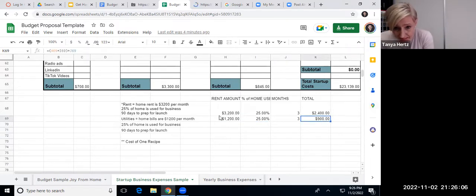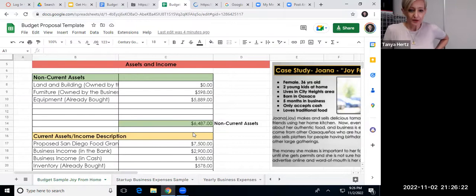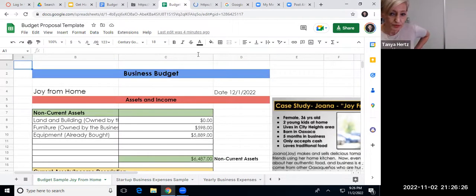So these numbers, these estimates that we're putting in here, these operational costs, we're just using these other forms to calculate everything and to figure out how we're grouping everything. And then we're taking all of those and putting them over into our budget template. So in your budget template, you want to include the following.